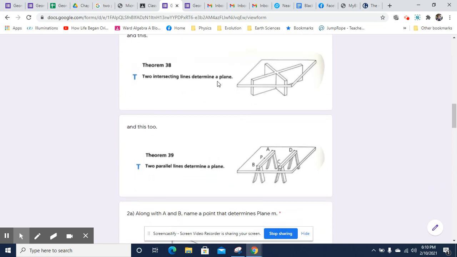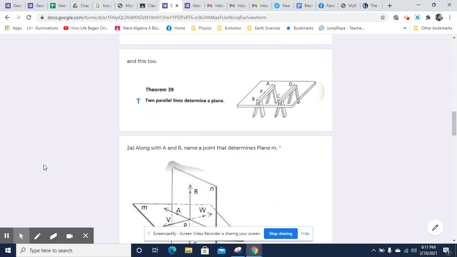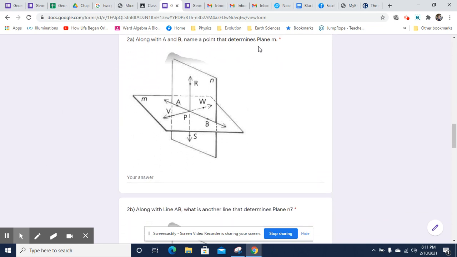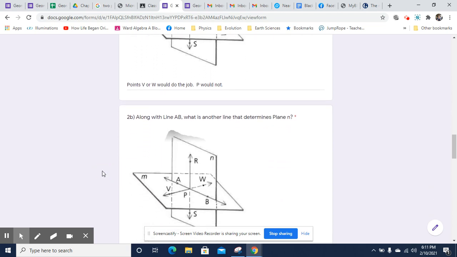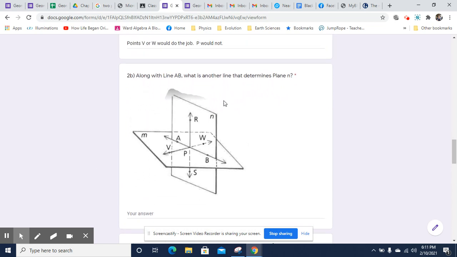Theorem 38, 2 intersecting lines determine a plane, and also Theorem 39, 2 parallel lines determine a plane. So let's consider this. Along with A and B, name a point that determines plane M. So this is plane M, and this is A and B. So we could pick either point V or point W. We can't pick point P because it's collinear with AB. So V or W. So points V or W would do the job because they would determine a plane. P would not, since it's collinear.